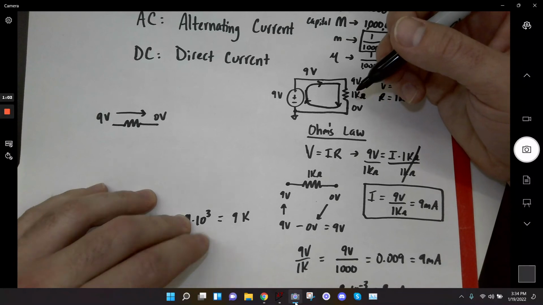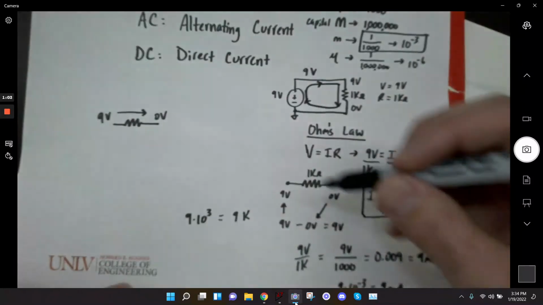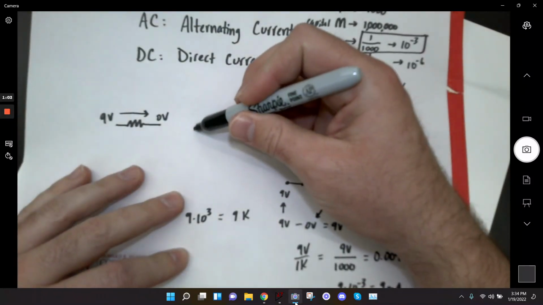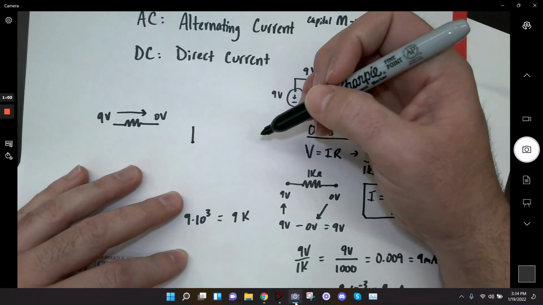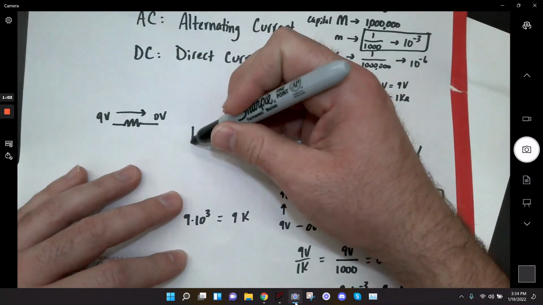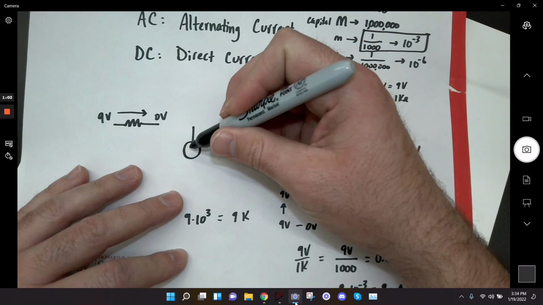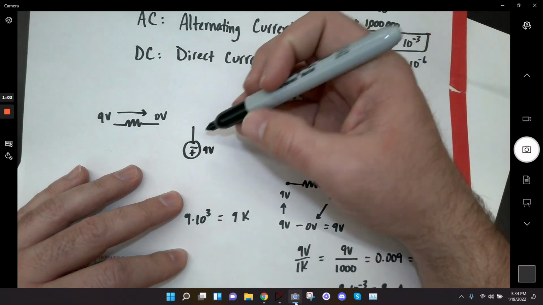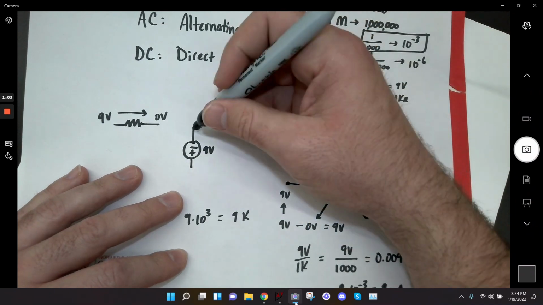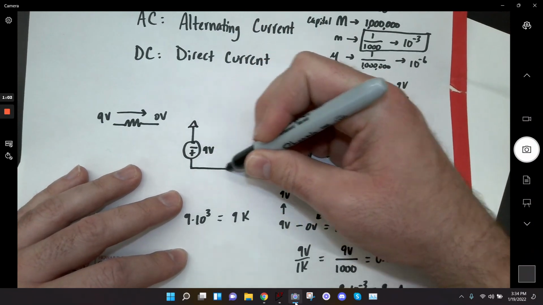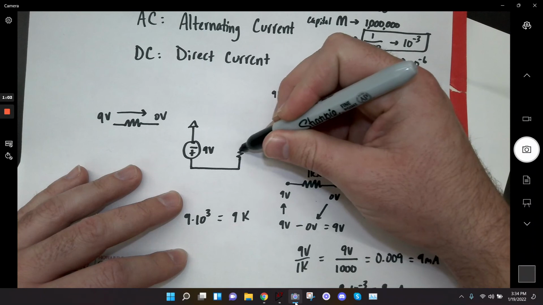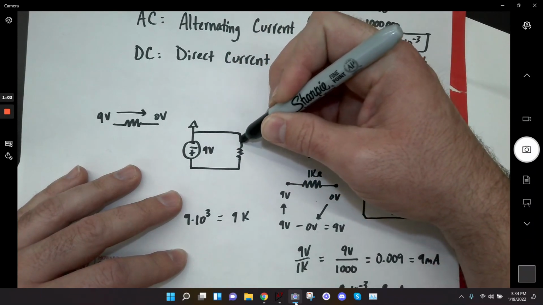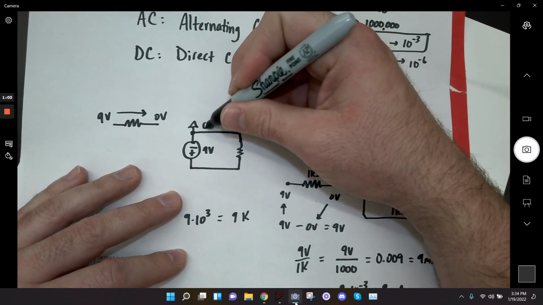If I were to flip it now, let's do it over here, I got room. If I flipped it, I wrote minus, plus 9 volts, and I drew the ground up here. So now I'm drawing basically the exact same circuit, but now I have 0 volts here.